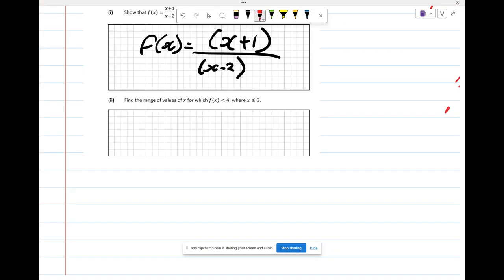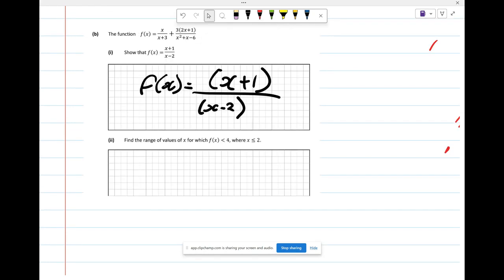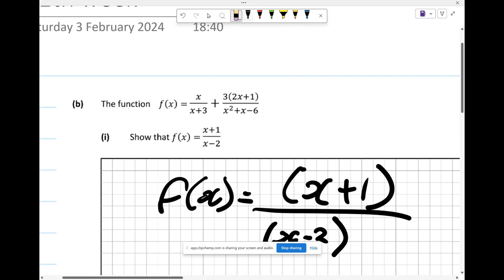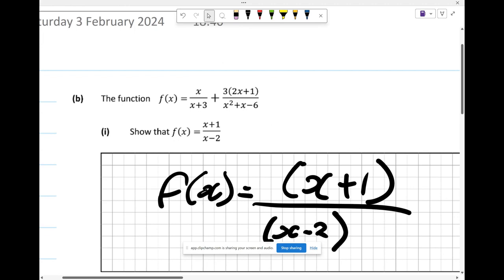Great. So on to the next part. So part 2 says, find the range of values of x for which f of x is less than 4, where x is less than or equal to 2. Okay, so this is f of x up here, x over x plus 3 plus 2x plus 1 over x squared plus x minus 6. And we want to find the values for x such that that's less than 4.